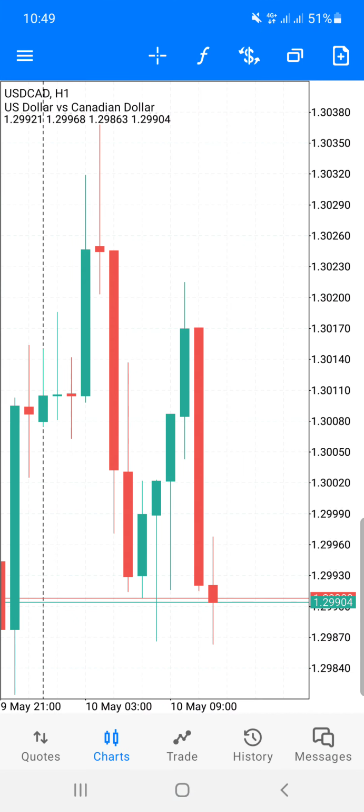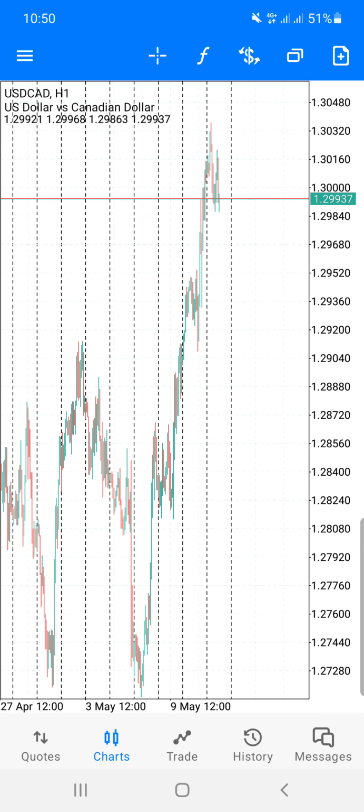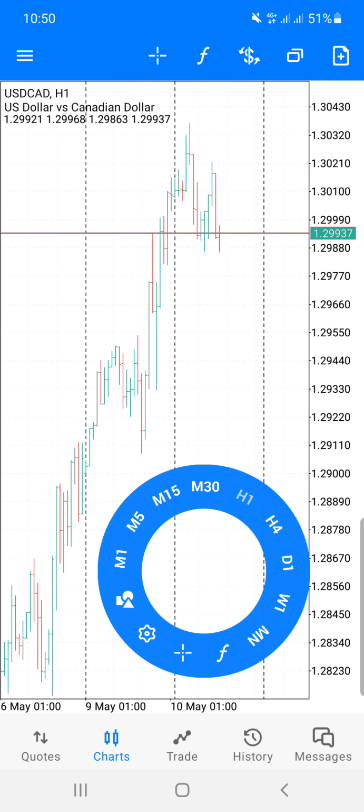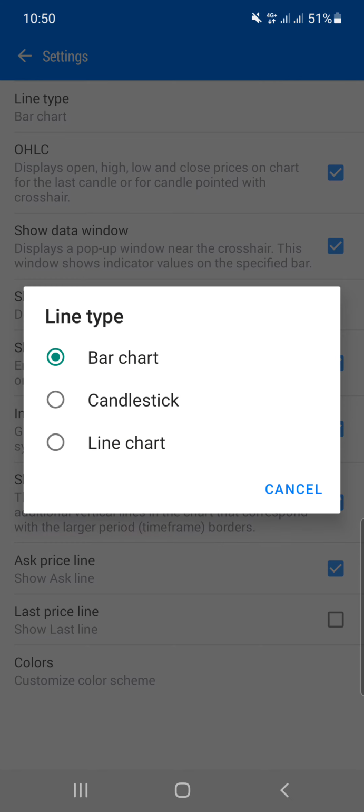You go to settings, right? Then when you go to settings, you see type of candle. You click on it. If you change it to bar chart and you go back, you notice that everything now is in bar. This is what we call bar chart, right? If you touch the screen again, go back to settings and click on line, this is what we call line chart. Everything here is in line.